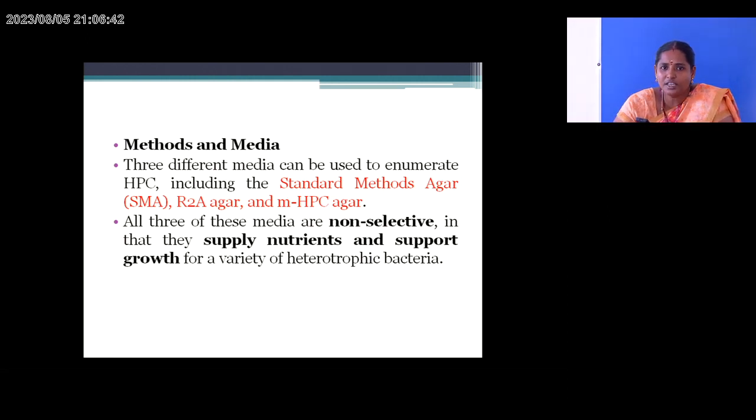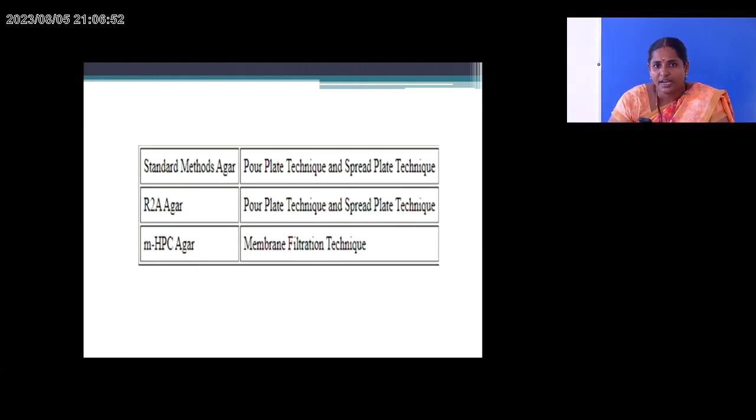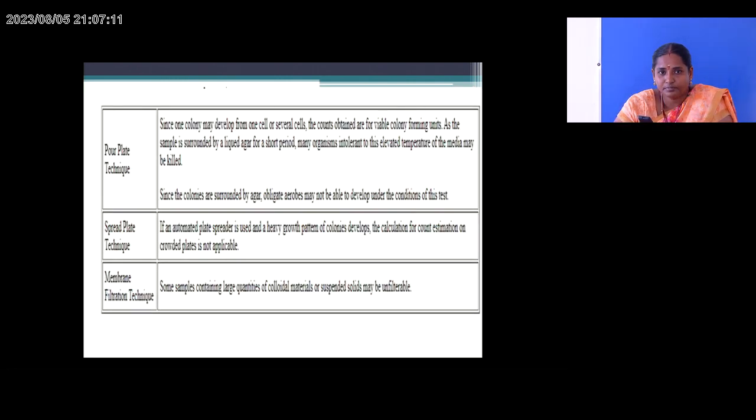All three of these media are non-selective in that they supply nutrients and support growth for a variety of heterotrophic bacteria. First, standard methods agar and R2A agar are used for the pour plate technique and the spread plate technique. Another one is mHPC agar. This medium is also used for the membrane filtration method to detect coliform bacteria. These are examples of the membrane filtration method, spread plate method and pour plate method.